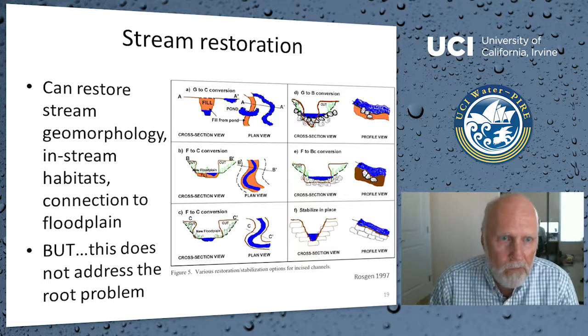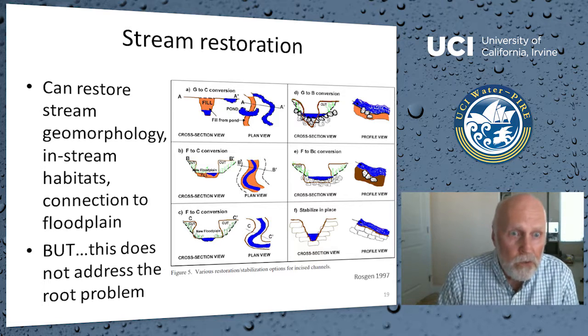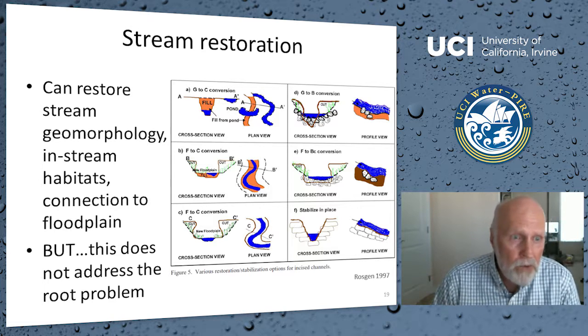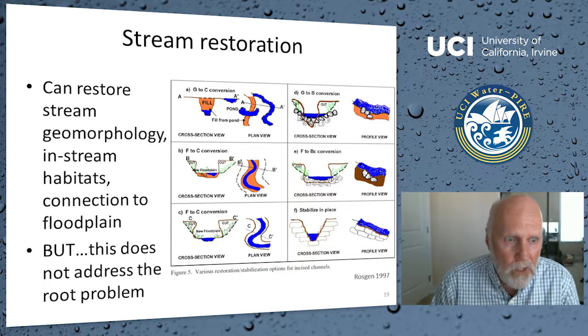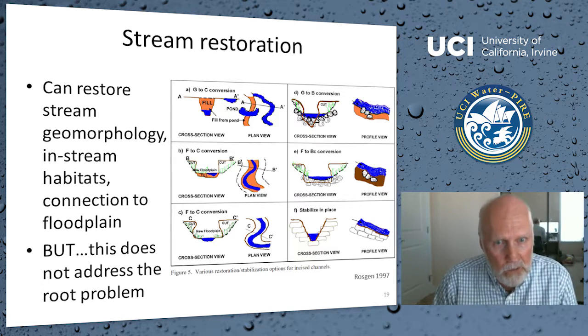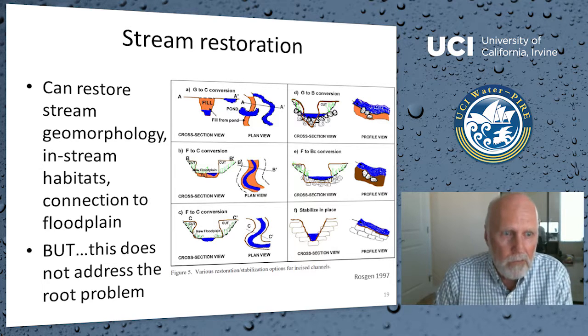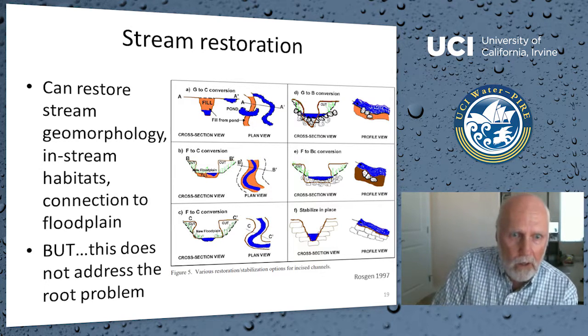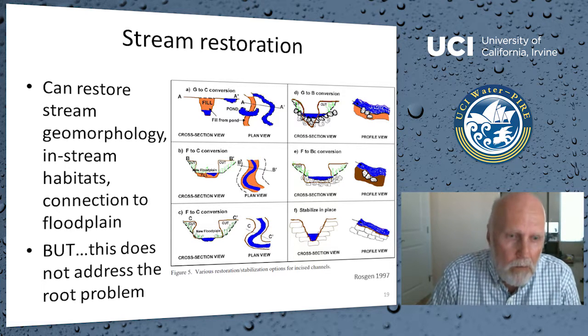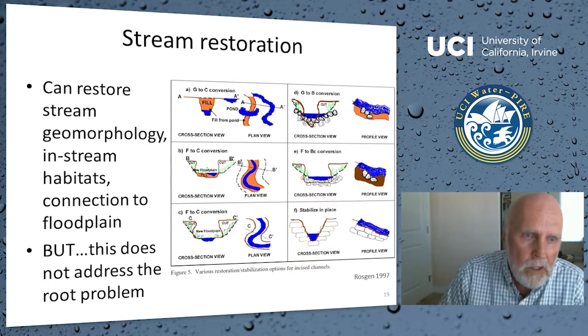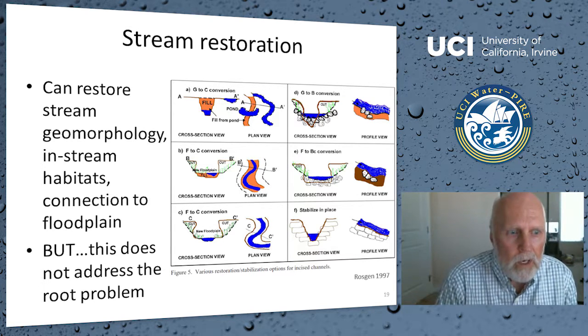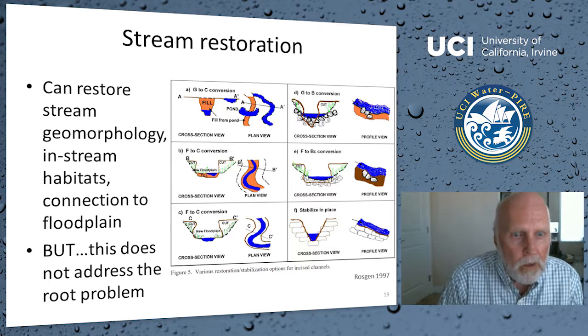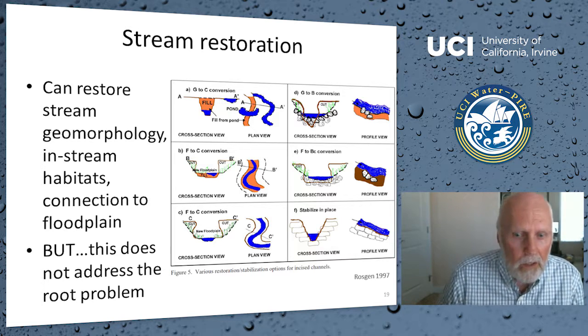It seems like the most obvious solution might be to do an in-stream restoration, and we can restore stream geomorphology. We can increase the heterogeneity in stream habitats. We can make a stream that's incised be connected to a floodplain again. So these are all things that can be engineered and are possible. But they're really not the solution, at least not a sustainable solution to this urban stream syndrome, because it just doesn't address the root problem that's causing the decline in the stream ecology and in those physical and chemical conditions.